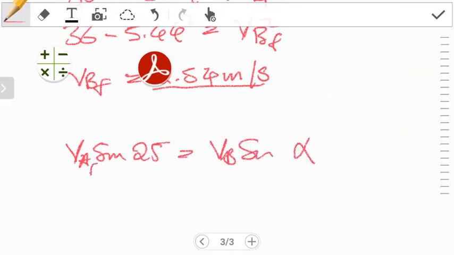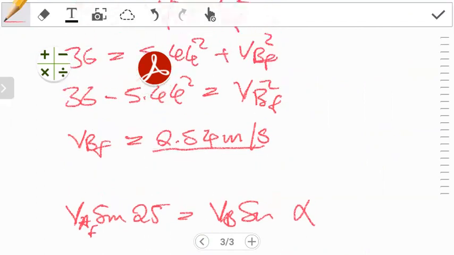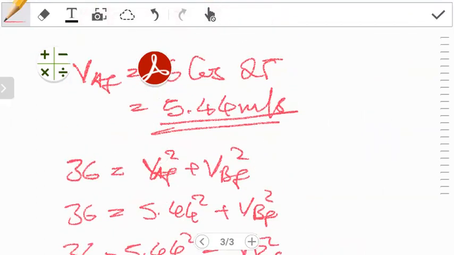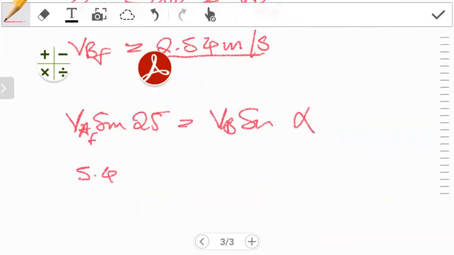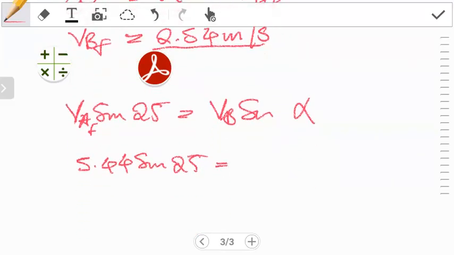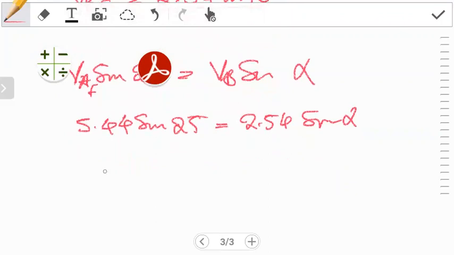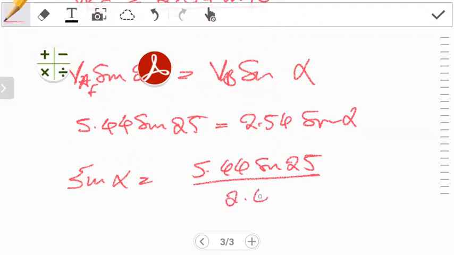So this is VA final, which we found somewhere here, which was 5.44. So when we substitute here, we have 5.44 sine 25 is equals to, we just found that our VB is 2.54, sine alpha. So divide both sides. We now have sine alpha is equals to 5.44 sine 25 over 2.54.